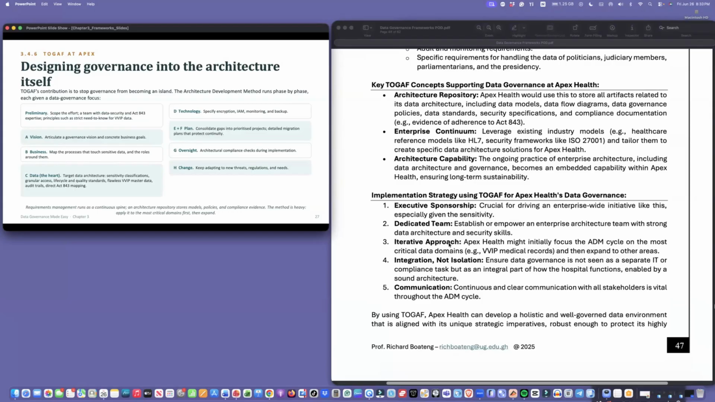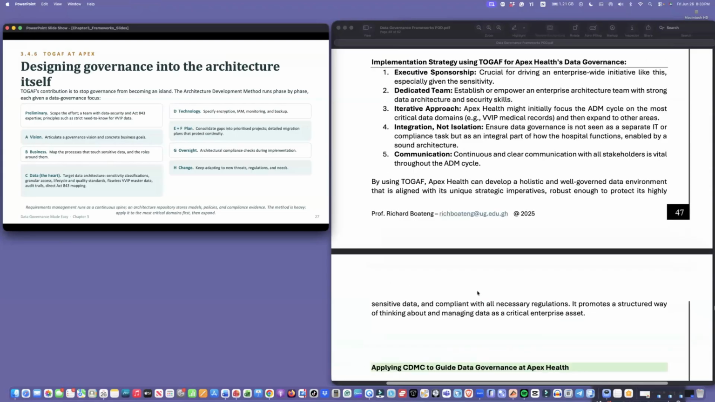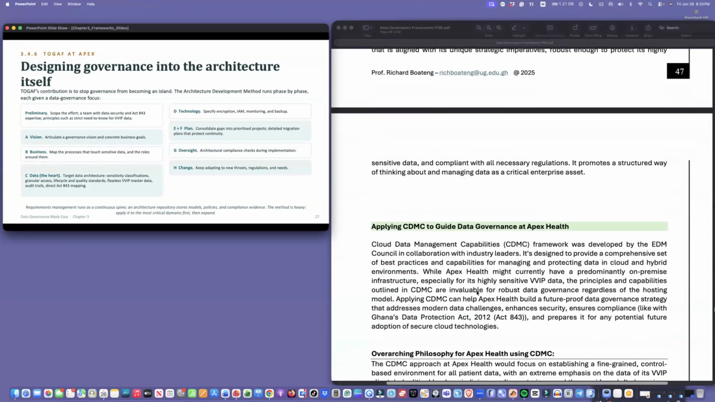Integration is not isolation. Data governance is also seen as a separate IT compliance task, but it's part of how the hospital functions. So everything about the hospital has data governance embedded in it. By using TOGAF, APAC's Health can develop a holistic and well-governed data environment that's aligned to their unique strategic imperatives.